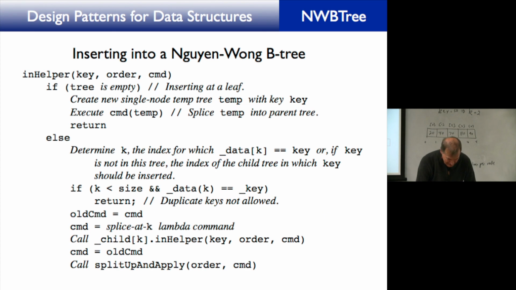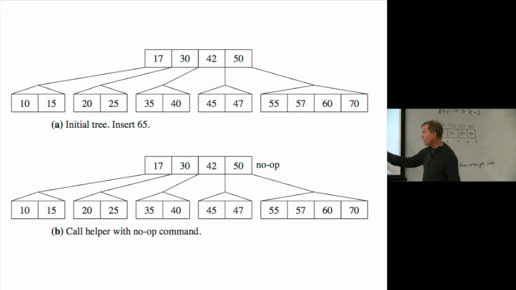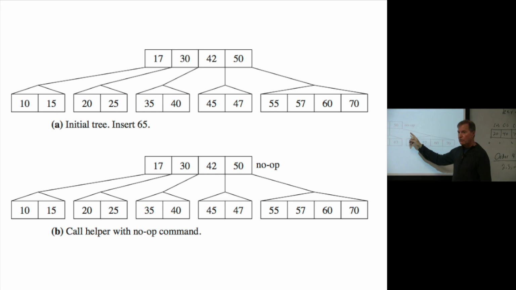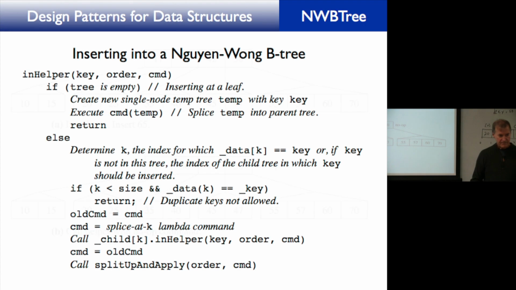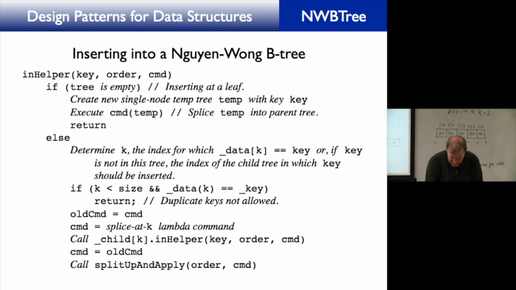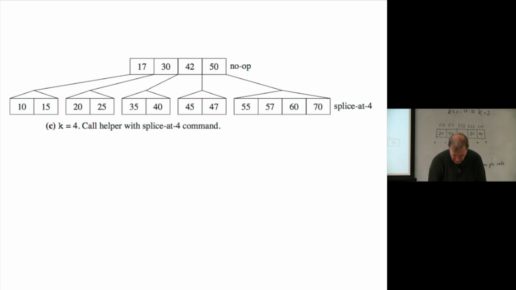K. So now what's K going to be if we are inserting 65? Now we're up here, so it's going to be 0, 1, 2, 3, it's going to be what? 4. So K is going to equal 4. Are we good? If K is less than size and data equals K, no. So what happens? Old command gets what? No-op. And command gets what? Splice at what? 4. Because we just determined that K was 4. Splice at 4.